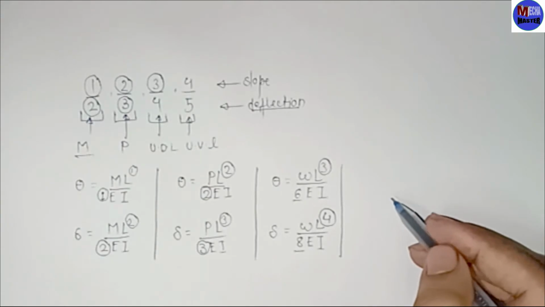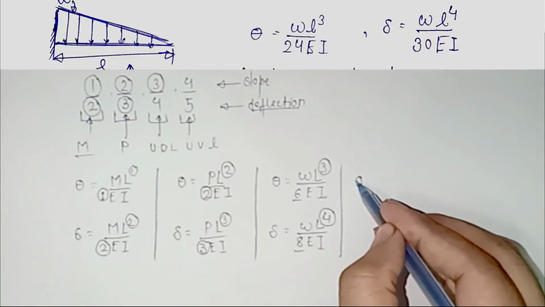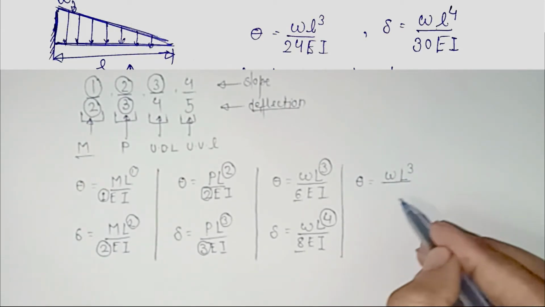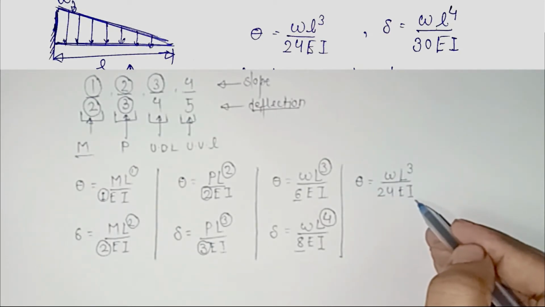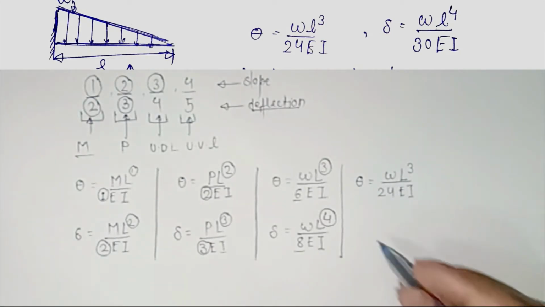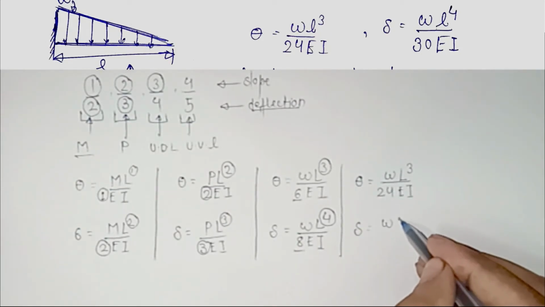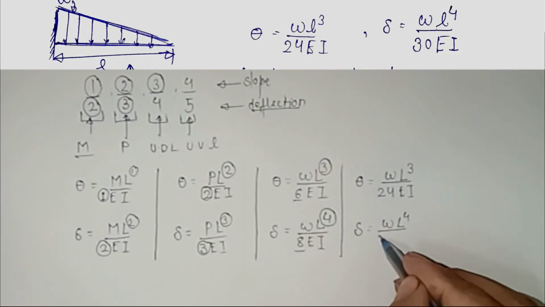In the case of UVL, the formula for slope is WL cube upon 24 EI. I will tell you from where 24 come. And deflection is WL4 upon 30 EI.